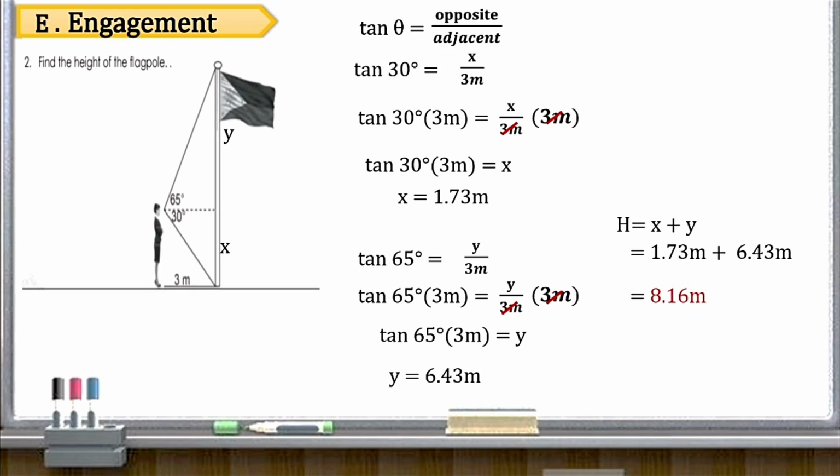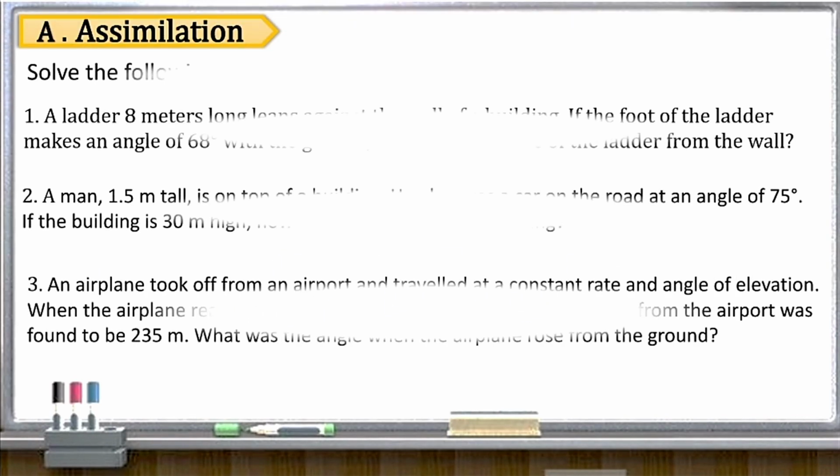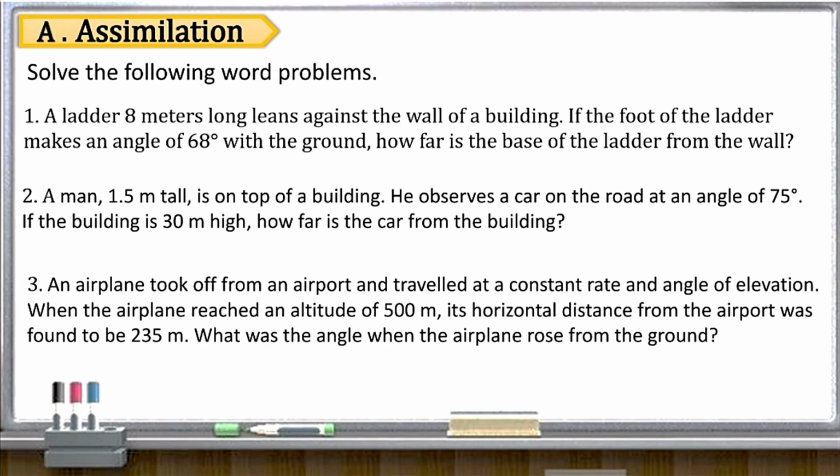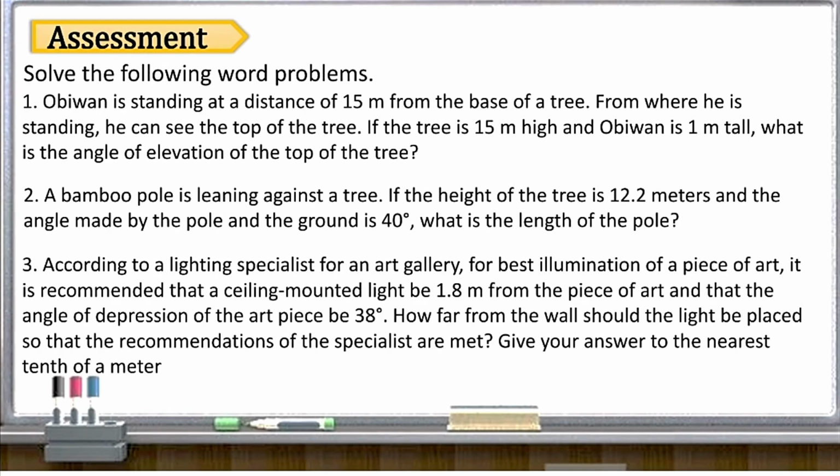Now, proceed na tayo class sa assimilation and assessment. So, dito class, kayo na po yung magsasagot. So, for assimilation, 3 word problems. Kung napapansin nyo class, wala po tayong nakalagay na drawing. So, katulad nung ginawa natin sa example number 3, kayo mismo ang gagawa ng sketch, tsaka nyo po isosolve. Para sa assessment naman, ganun din class, meron din tayong 3 word problems, katulad lang din ng ginawa natin sa example number 3.